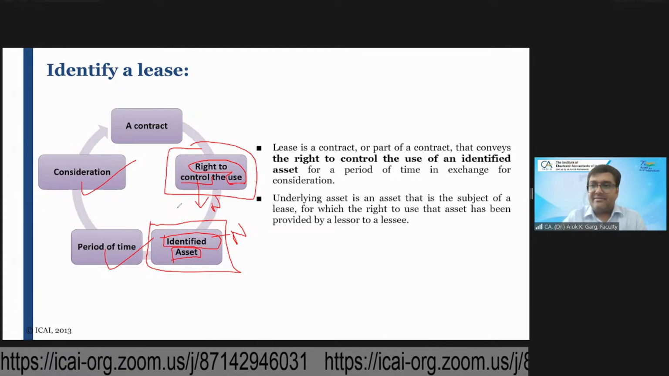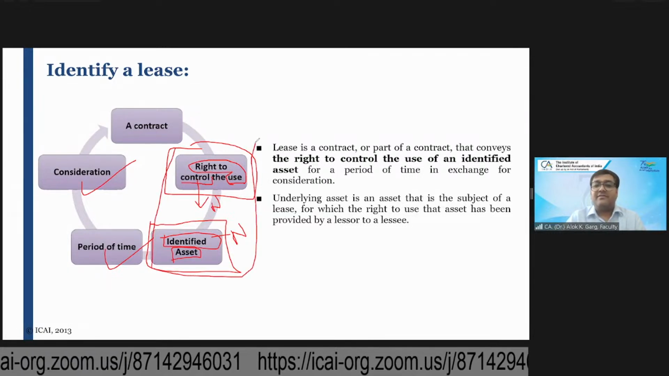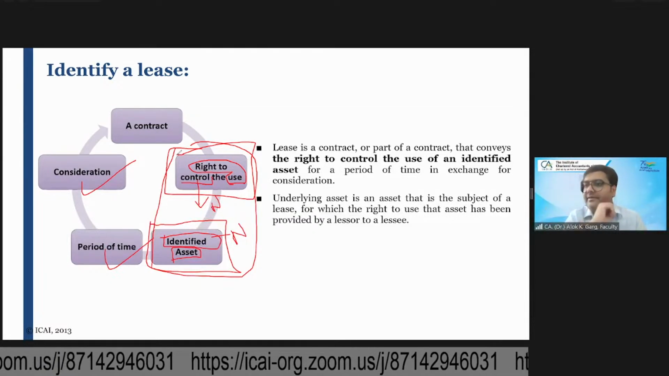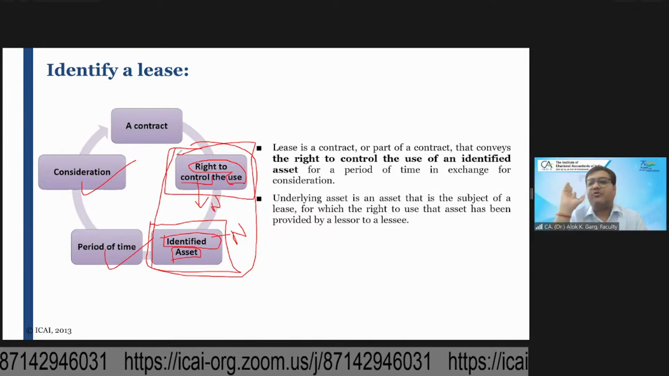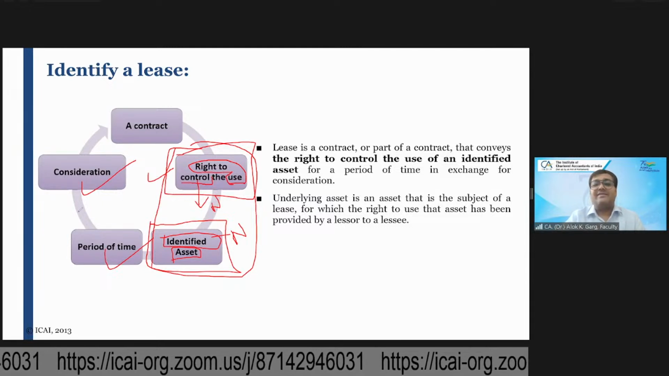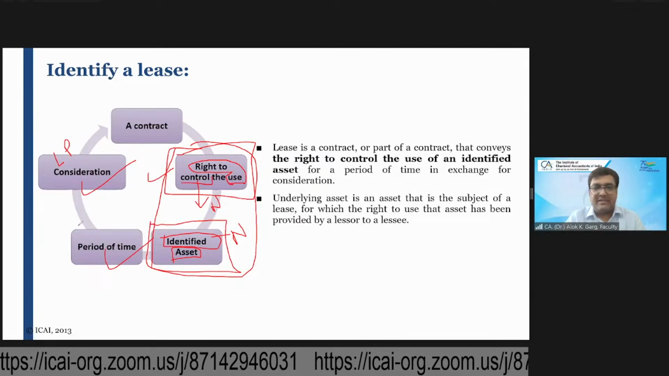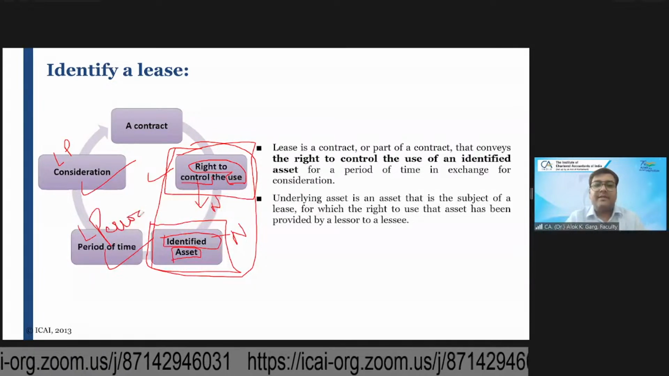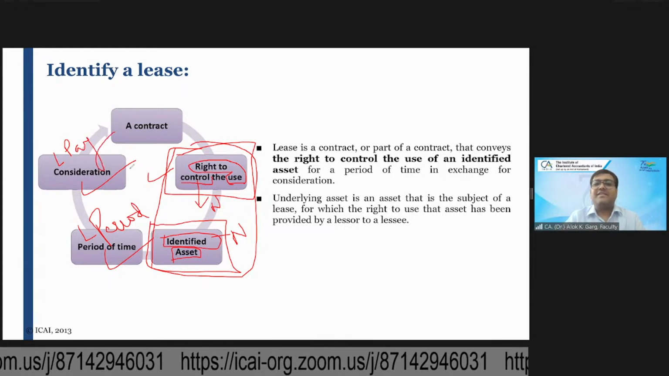Then identified asset. The asset must be an identified asset. This means these two conditions should be satisfied for a lease contract to be covered under Ind AS 116. Correct? Number one, there should be an identified asset. Number two, there must be a right to control the use of the asset. Now we will discuss these two concepts one by one. Then we will discuss lease payment. Consideration means lease payment. And we will discuss the lease period as well. Period of time means lease period.